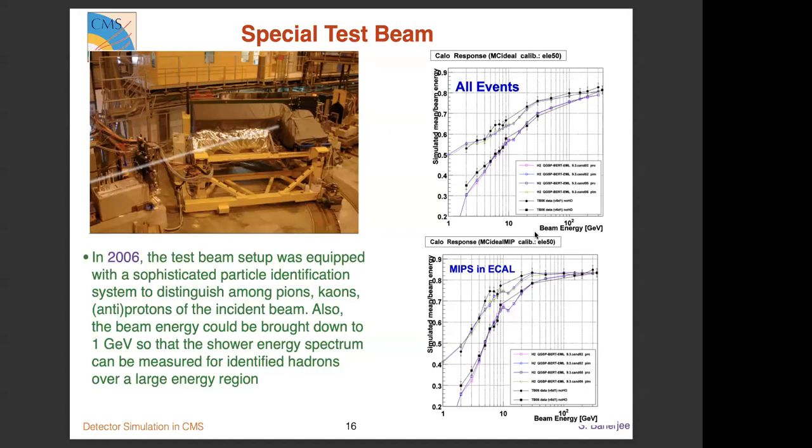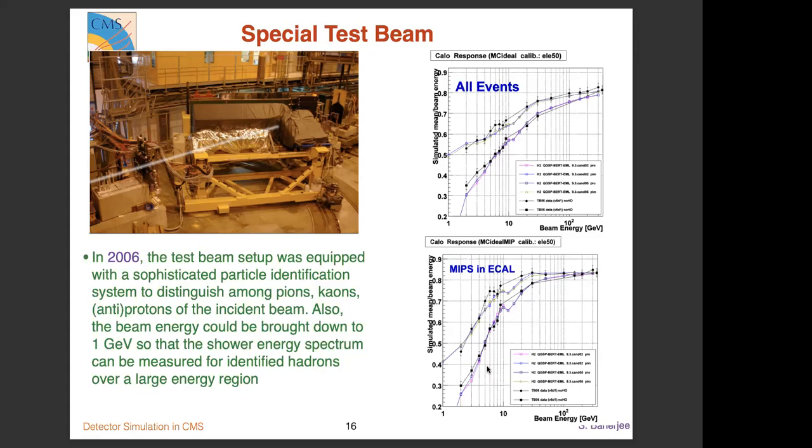This is for all events, and this is for events where there is a MIP in ECAL. One thing you notice from this is that our calorimeter, the combined calorimeter, or just HCal, this is the combined calorimeter, and this is just HCal, neither of them is a linear device. It has a very large momentum dependence. This is one thing which Jim was mentioning, that we cannot have a linear device when you put in a crystal calorimeter in front of it.